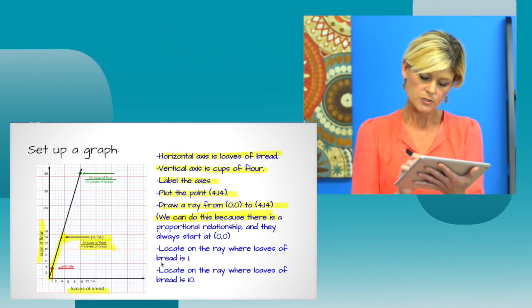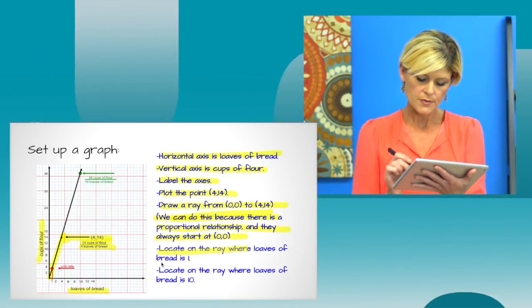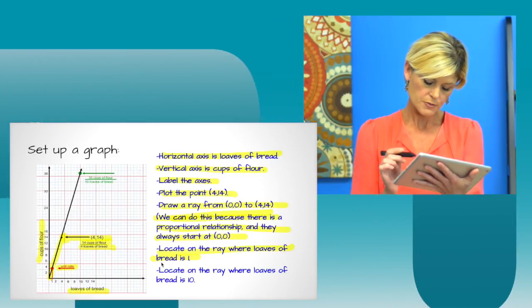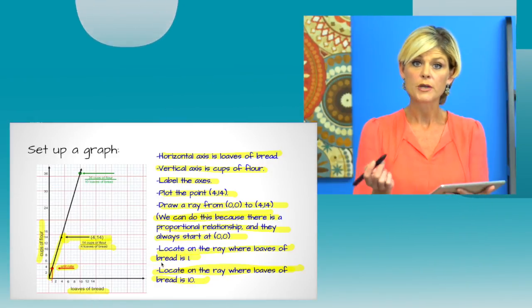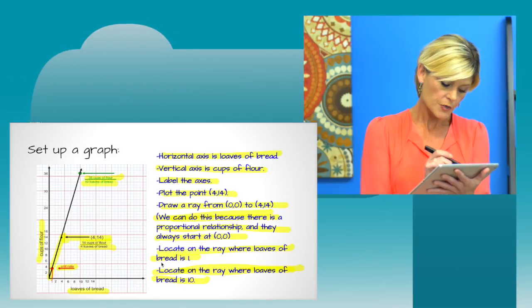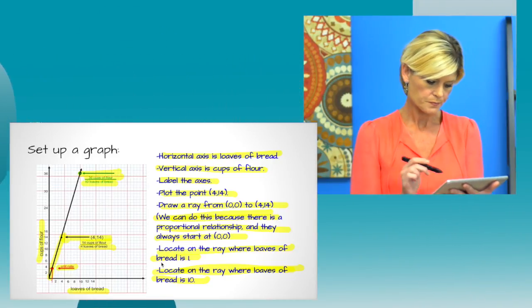We can do this because there's a proportional relationship and they always start at 0, 0. Locate on the ray where loaves of bread is 1. That's down here in red. That's our unit rate. And we want to locate on the ray where the loaves of bread is 10, which is up here. 36 cups of flour are needed for 10 loaves of bread, and that will be circled.